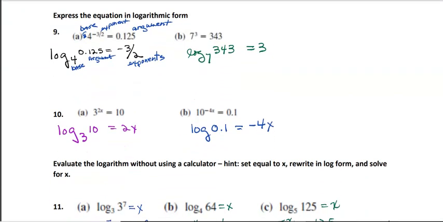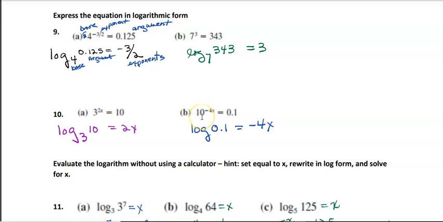Okay, you want to be able to go the other way as well. So these are exponential forms, and we're going to put it into log form. So the first thing you want to do is write down the word log. Now here's your base, this log base 4 of the argument equals the exponent. Logs equal exponents. Log base 7 of the argument equals the exponent. Logs equal exponents. Log base 3 of the argument equals the exponent, because logs equal exponents.